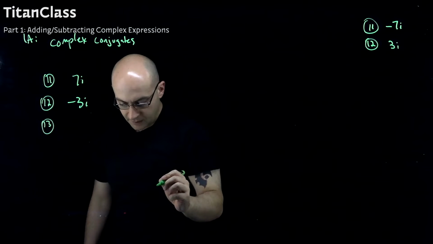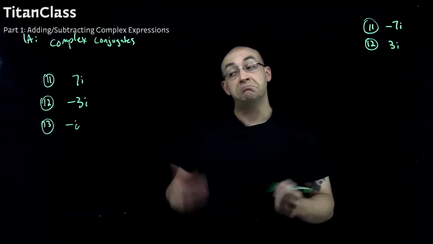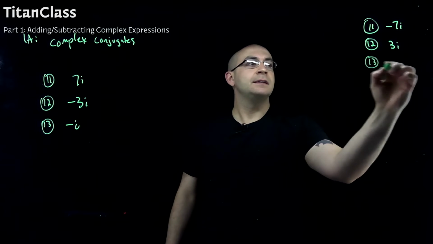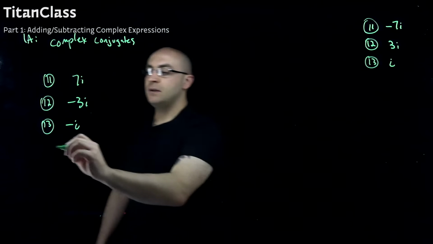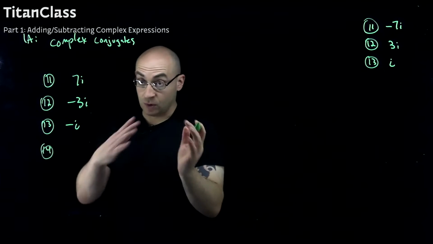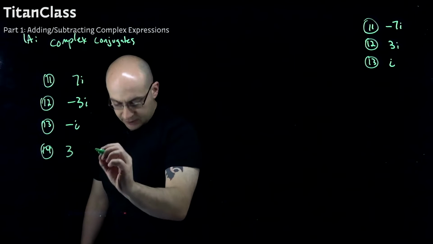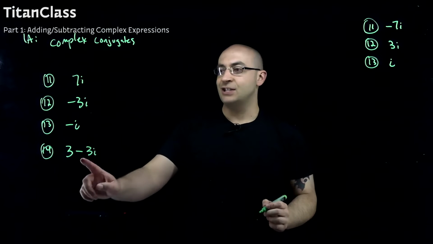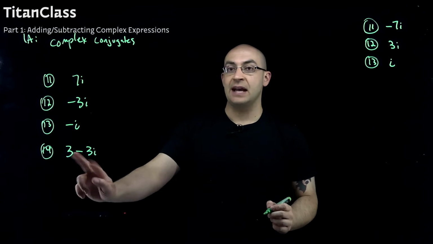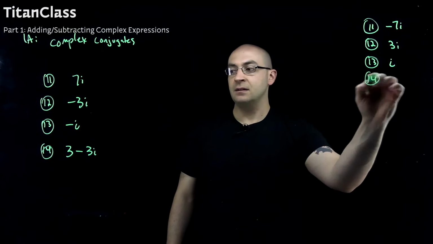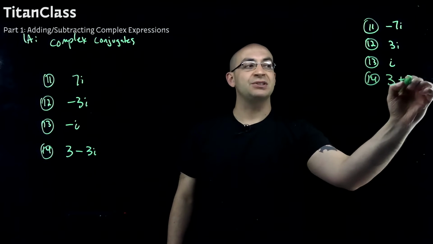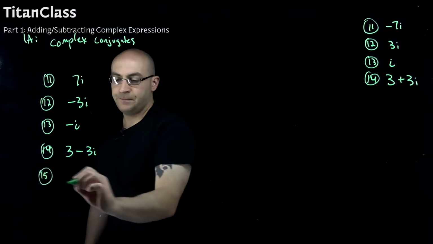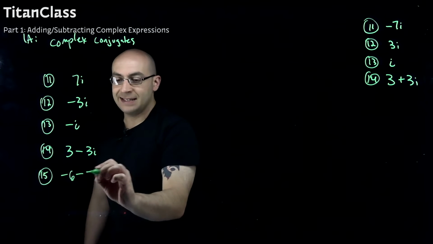13, what is the complex conjugate of negative i? It's supposed to be tricky. It isn't. It's just i, right? Because again, I'm just changing signs. Now, number 14 and 15 are going to be actual two-term binomials. What is the complex conjugate of 3 minus 3i? All right, well, I just change the sign in the middle. I don't do anything to the outer signs, right? So number 14, the complex conjugate is 3 plus 3i, right? That's all I'm doing. And then number 15, negative 6 minus 7i.